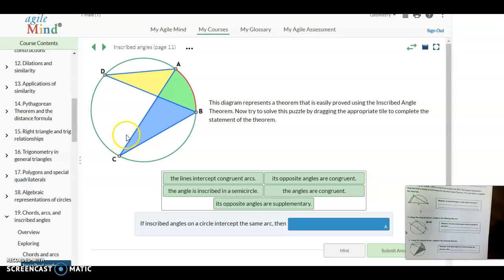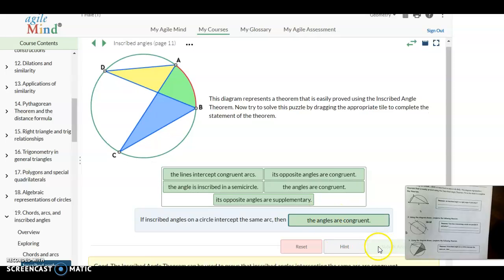We follow its sides to point A and point B. So again, it also intercepts arc AB. So this angle is also half of arc AB. So if both of these angles are half of the same arc, what relationship do they have to each other? They would have to be congruent. If they're half of the same number, then they have to be congruent to each other.